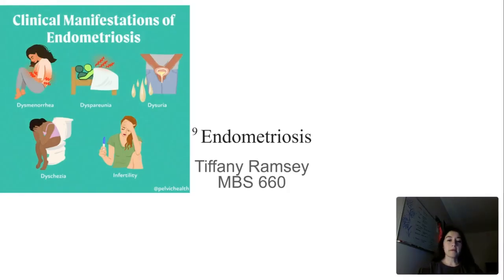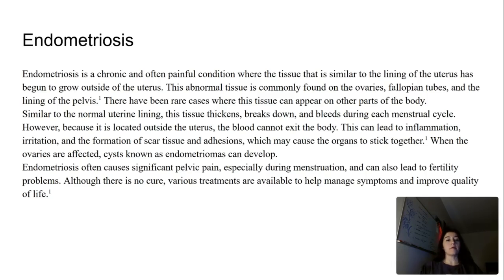So today I'm going to be discussing endometriosis and what that kind of looks like with a patient that suffers from this disease. So endometriosis is a chronic and often painful condition where the tissue that is similar to that of the lining of the uterus has begun to grow outside of the uterus. This abnormal tissue is normally found on the ovaries, fallopian tubes, and the lining of the pelvis.